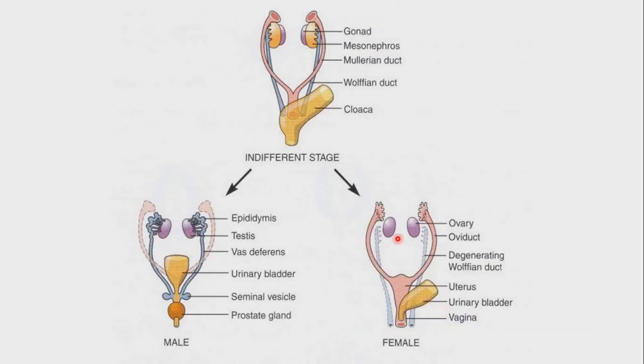Now look here, this is the indefinite stage. In the indefinite stage, we see the Mullerian duct and the Wolffian duct. In the stage of differentiation, the Wolffian duct will develop in the male and form the epididymis, vas deferens, and the seminal vesicle and ejaculatory duct. In the female, it will degenerate, while the Mullerian ducts will develop in the female and will give rise to the oviducts, the uterus, cervix, and upper portion of the vagina.